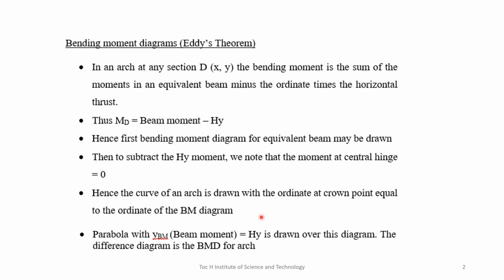By overlapping and then hatching the overlapping area, that overlapping area will be the bending moment of the arch, that is, the parabola with the beam moment minus Hy drawn over this diagram, and the difference diagram is the bending moment diagram for the arch. To take the difference, both the diagrams should come on the same face of the beam. If you want to add two diagrams, then one should be on the upside and one should be on the downward side.